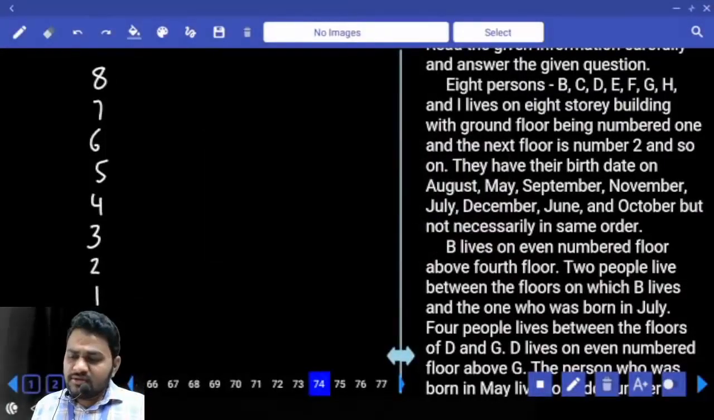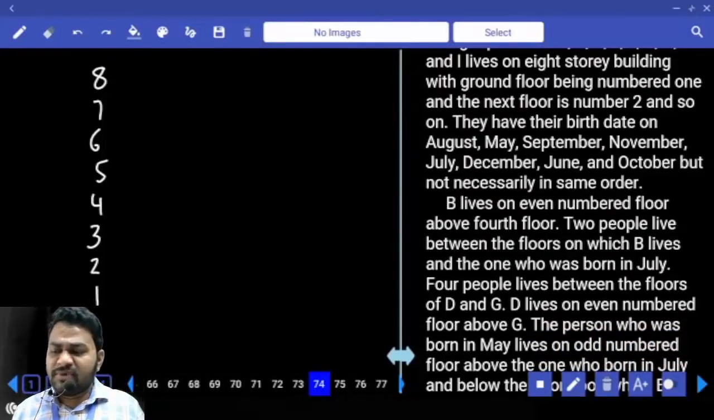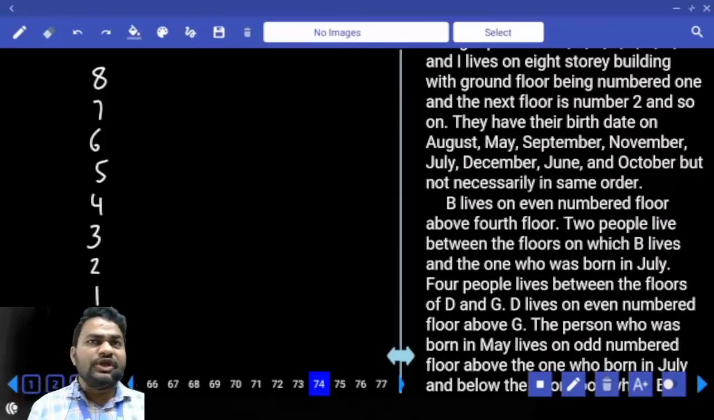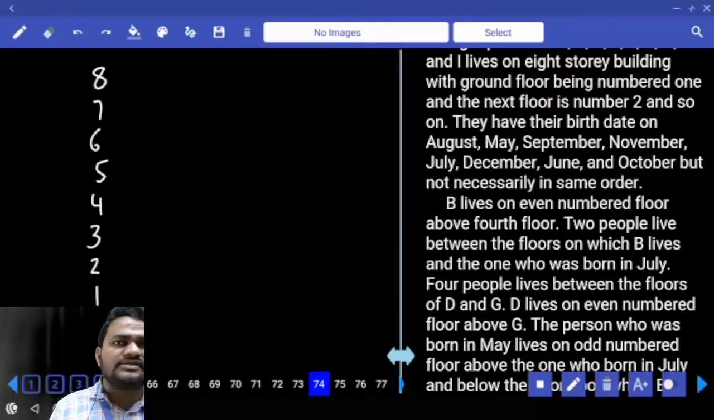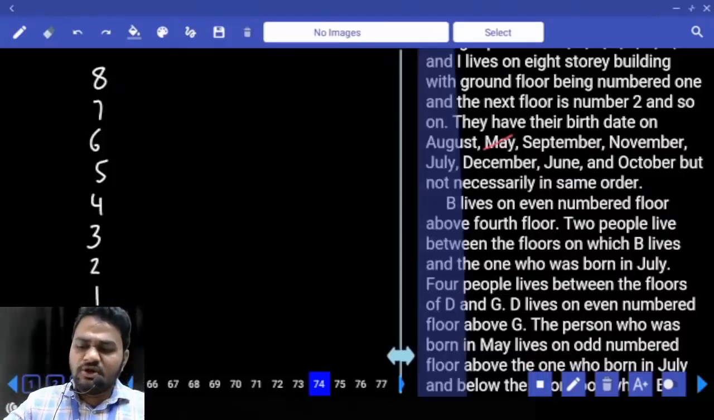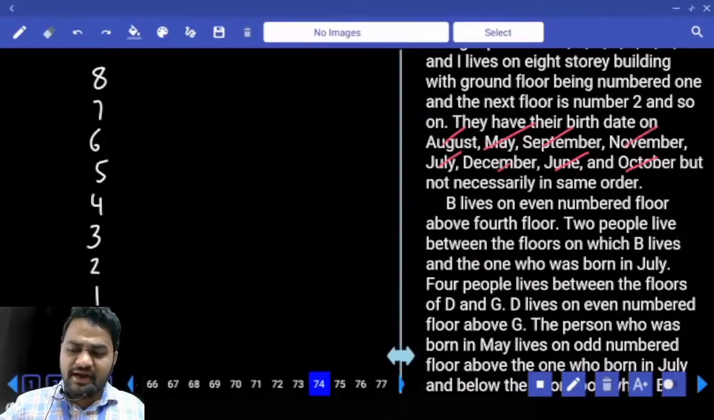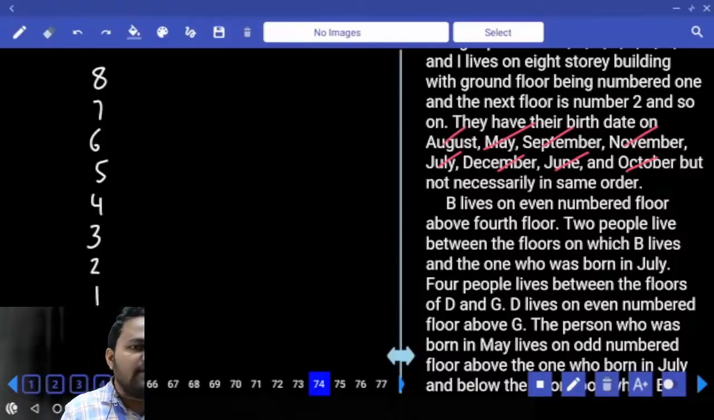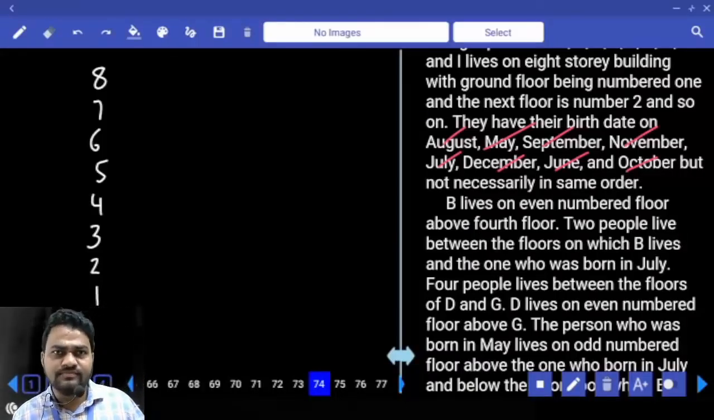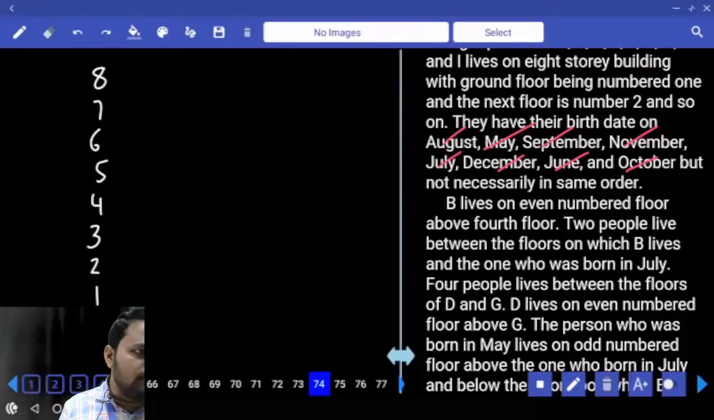Then they have their birthdays in August, May, September, November, July, December, June and October, but not necessarily in the same order. Let us be clear about which months they have given us. We have 8 persons and the least month is May: May, June, July, August, September, October, November and December. We have months from May to December. Before May you should not consider months.